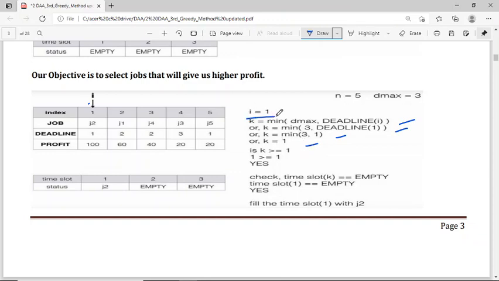Why? Because i = 1 means I want the deadline 1 and I need to fill that in the empty slot. Whatever the status is, i = 1, then k >= 1. Yes. Then check time slot k, what is k? Time slot 1 == empty. If it is empty, then put the job here.